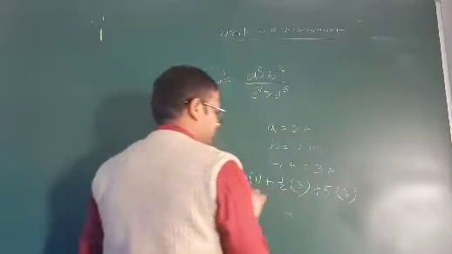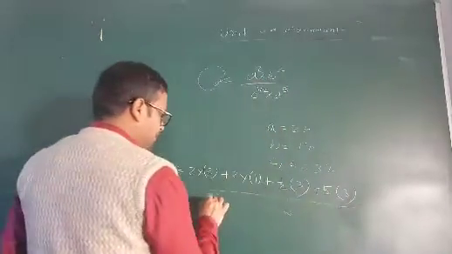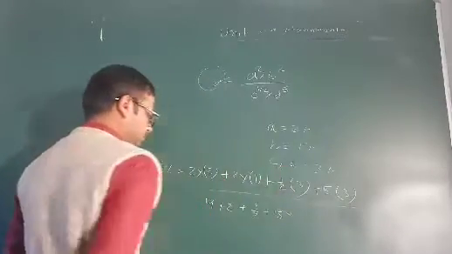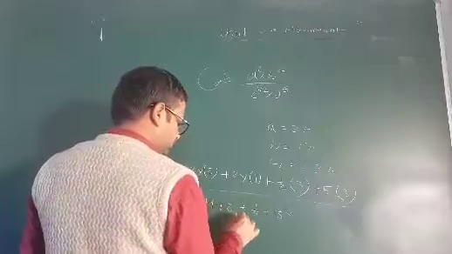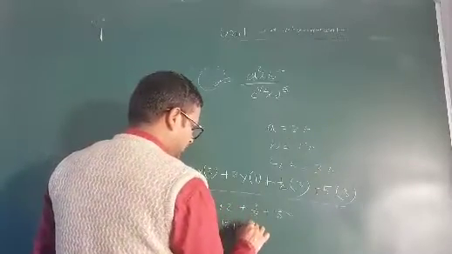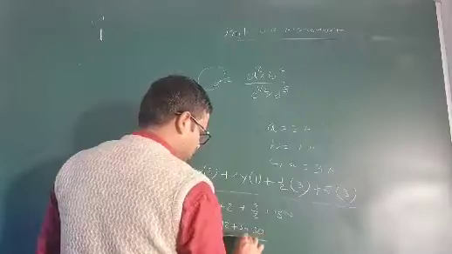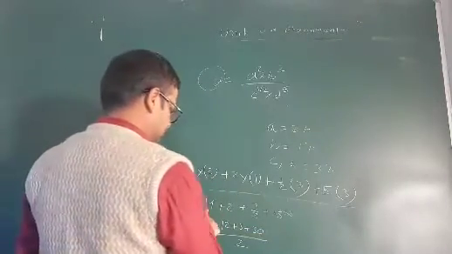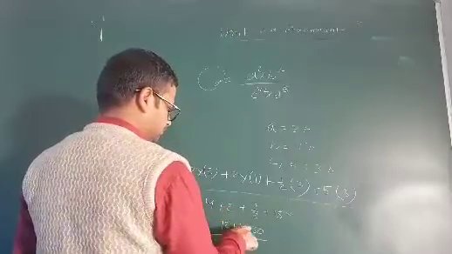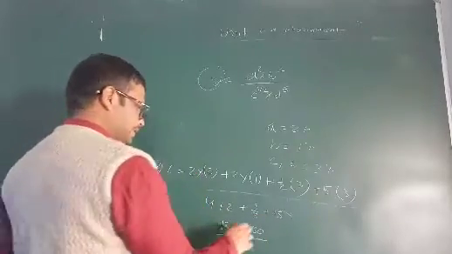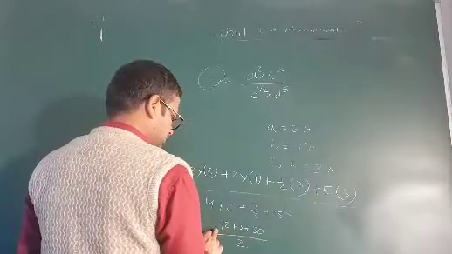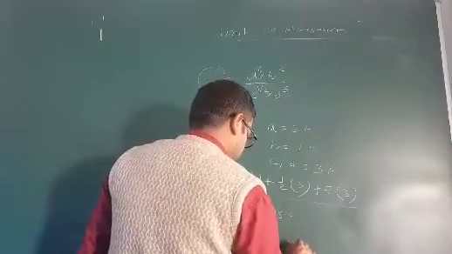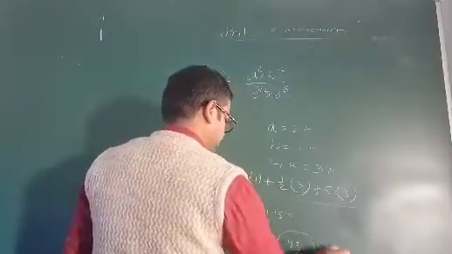Okay, just solve this. How much will it become? 4 plus 2 plus 3 by 2 plus 15. That means 12 plus 3 plus 30 by 2, which is 45 by 2%.